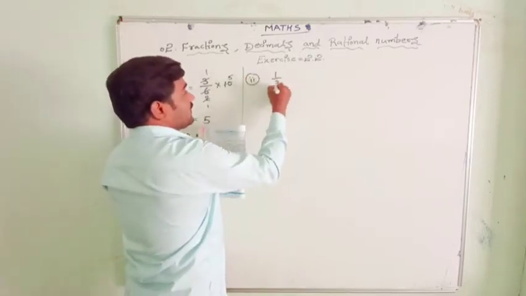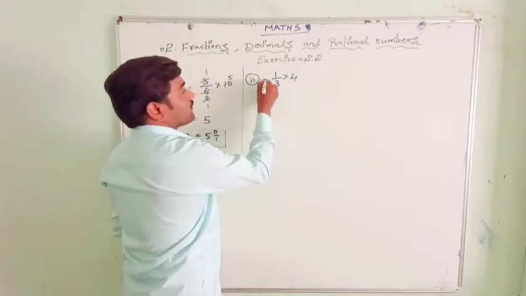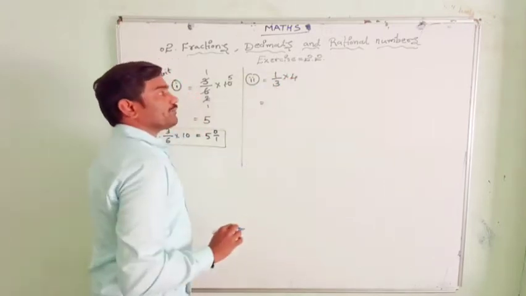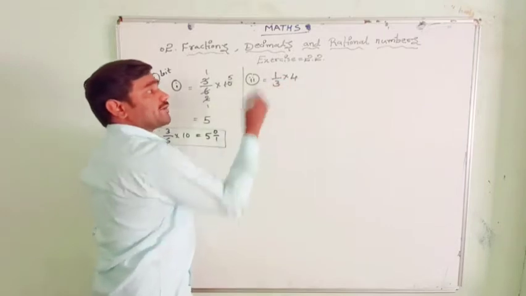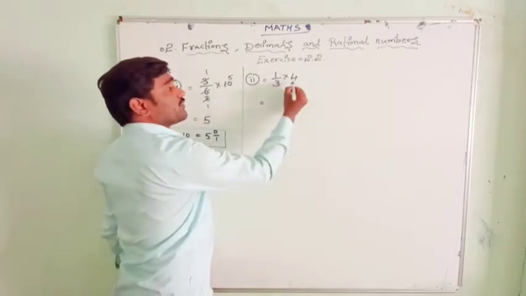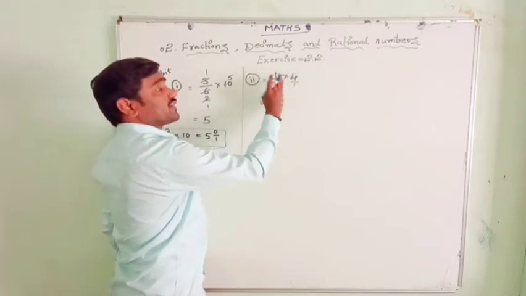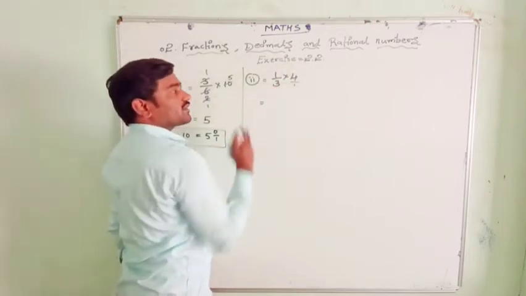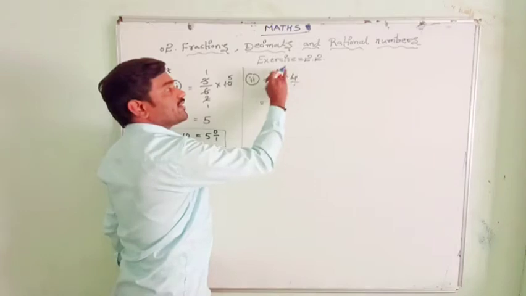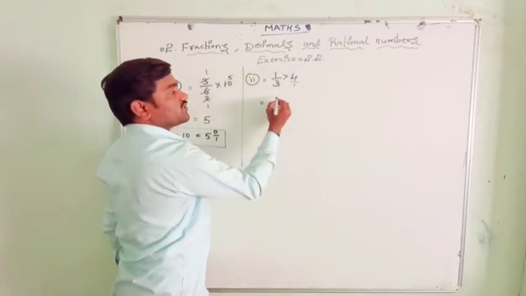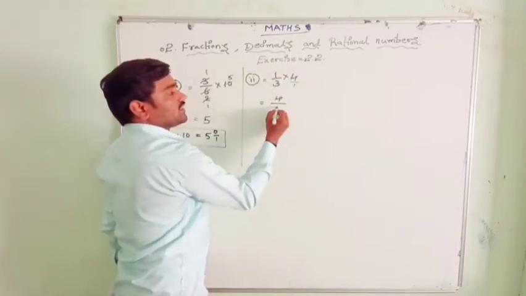See 1 by 3 into 4. However, nothing can be cancelled. So this 4 can be written as 4 by 1. So let us find out the product of two fractions. That means product of numerators by product of denominators. Let us find out the product of numerators: 1 into 4 is 4, by 3 into 1 is 3.